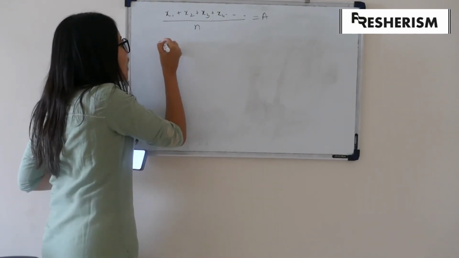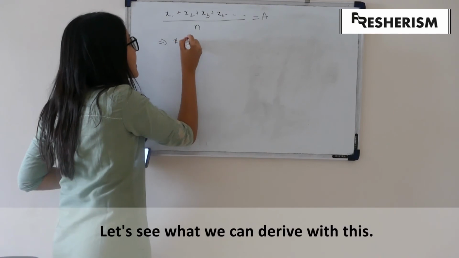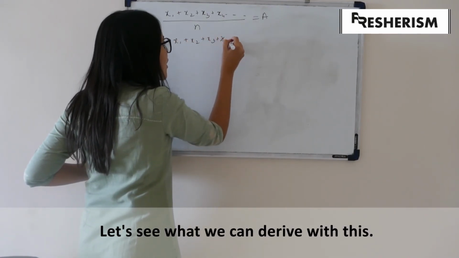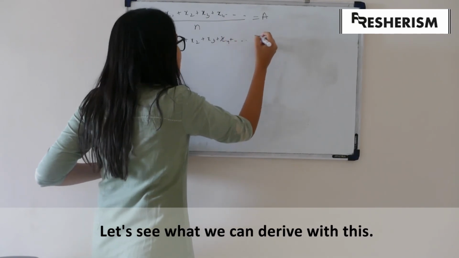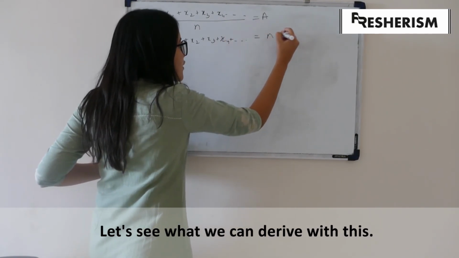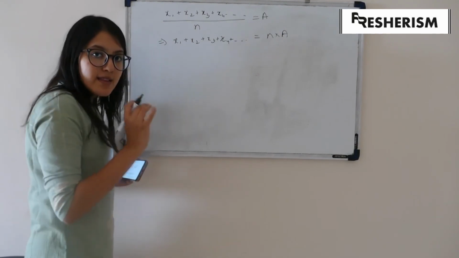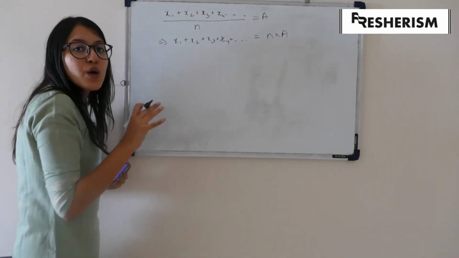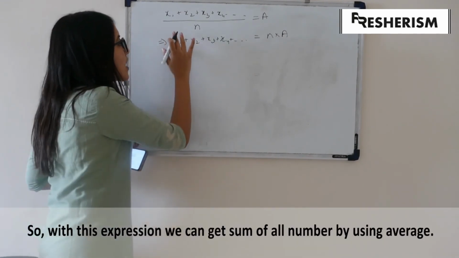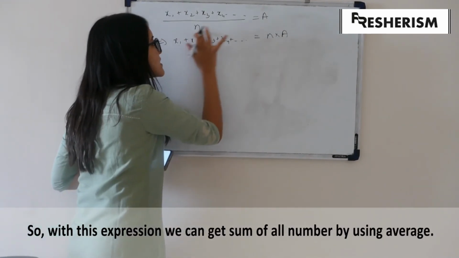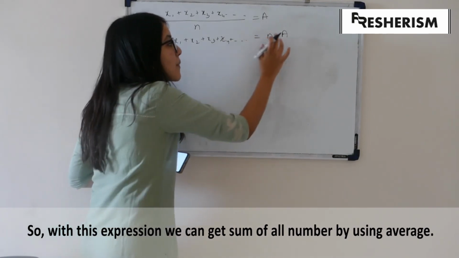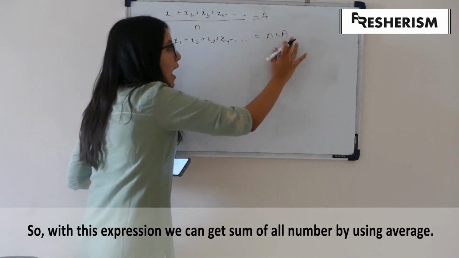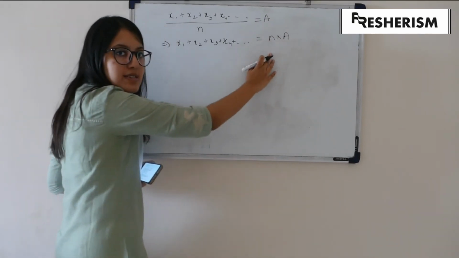Now with this we can also say that x1 plus x2 plus x3 plus x4 and so on is equal to n into a. Therefore, with this equation, we can conclude that the sum of all the numbers is always equal to the multiplication of the average of the numbers and the number of numbers.